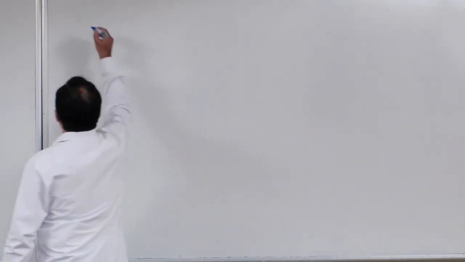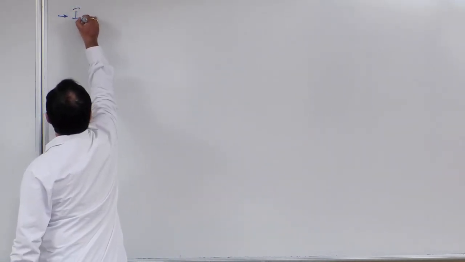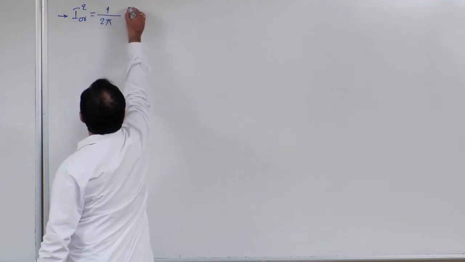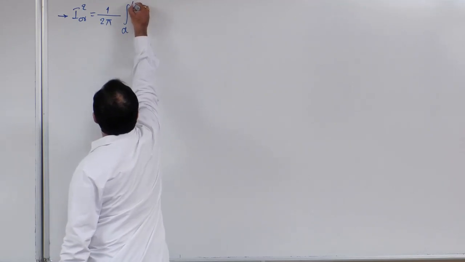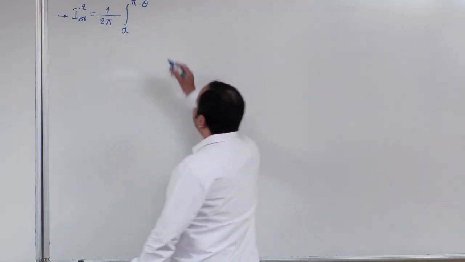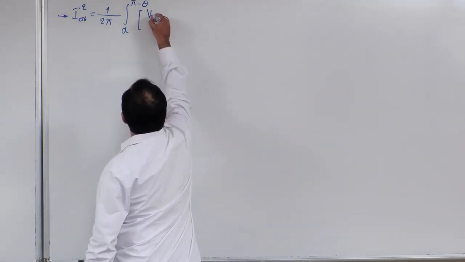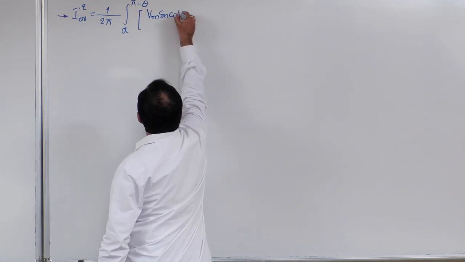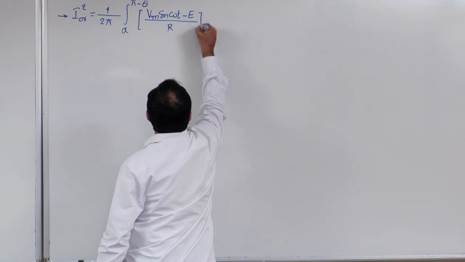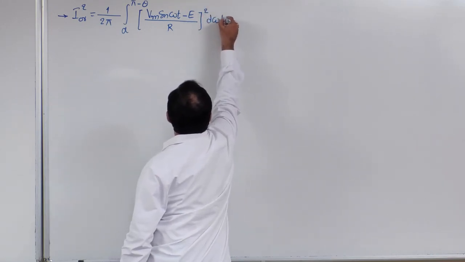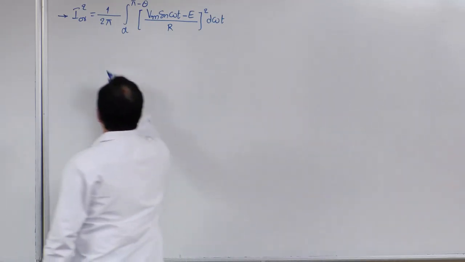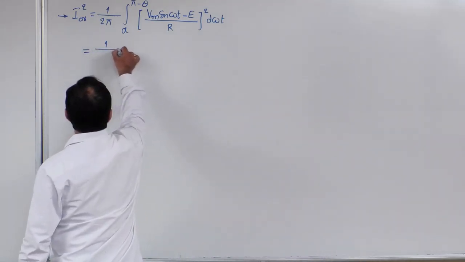Now, I_oRMS, first let us calculate I_oR square. 1 by 2 pi integration limits alpha to pi minus theta, square of the current function, Vm sin omega t minus E divided by R, whole square. Integration is with respect to omega t. Okay. Next, let us further simplify this one.